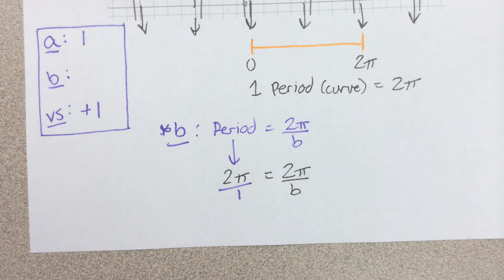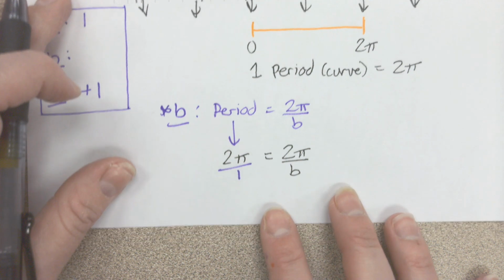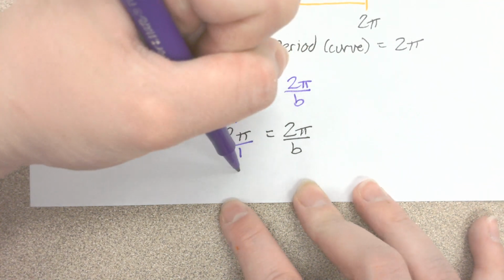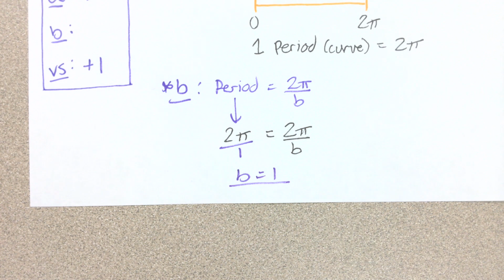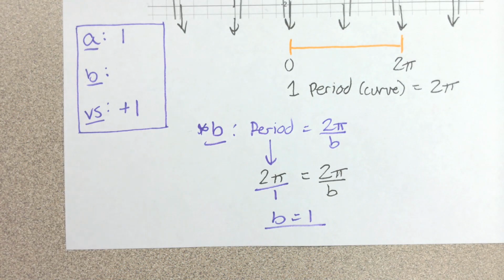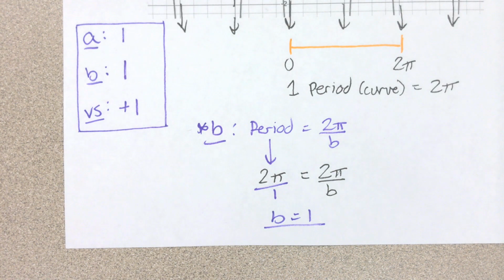So just jumping straight to that conclusion, b is 1. Again, if you need to do the work, you can. You should end up with the same answer. Questions on finding the first 3 variables?